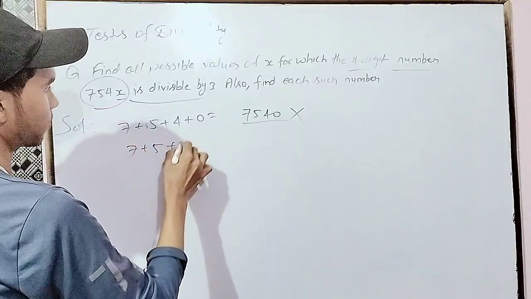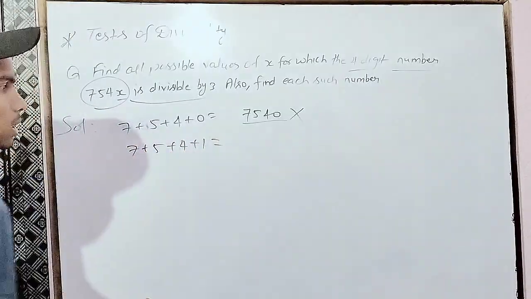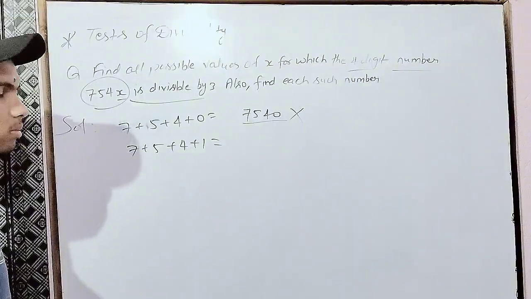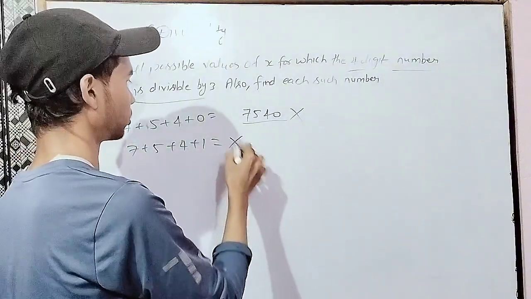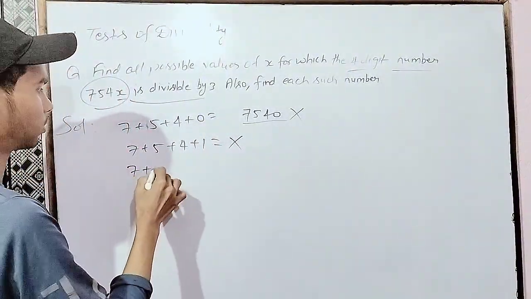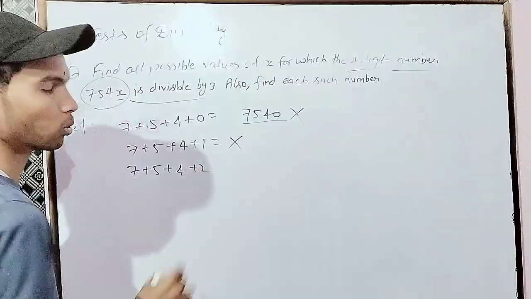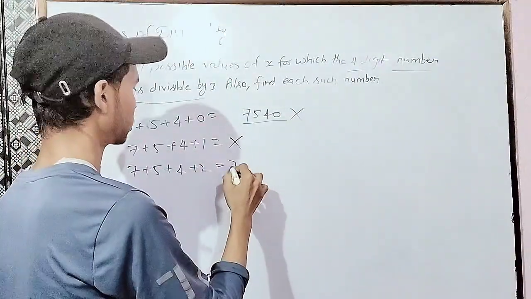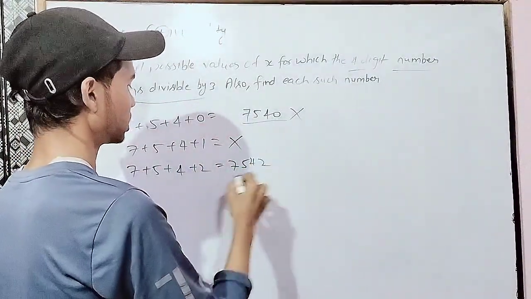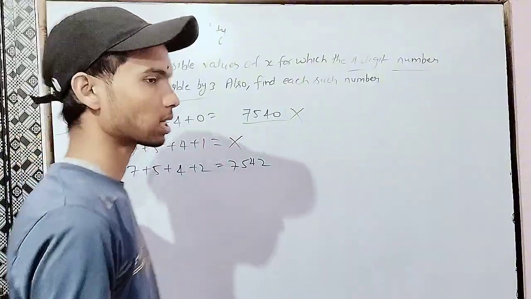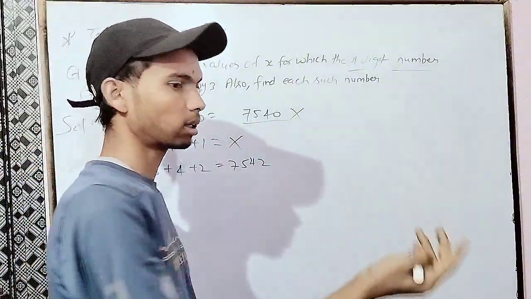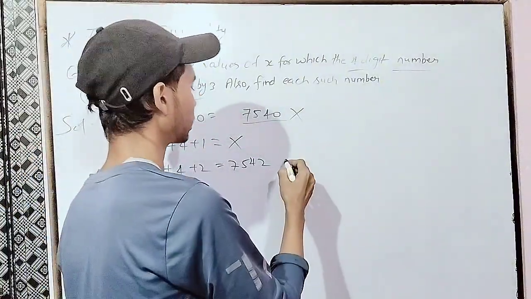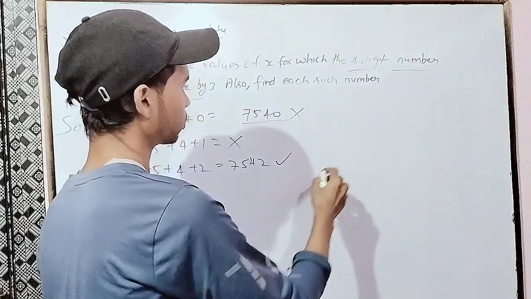7 plus 5 plus 4 plus 1, 17. No. Again, with 2: 2, 4, 6, 6, 5, 11, 18. Yes, 7, 5, 4, 2. 18 comes in the table of 3. That's why this works. So here 2 is one digit.